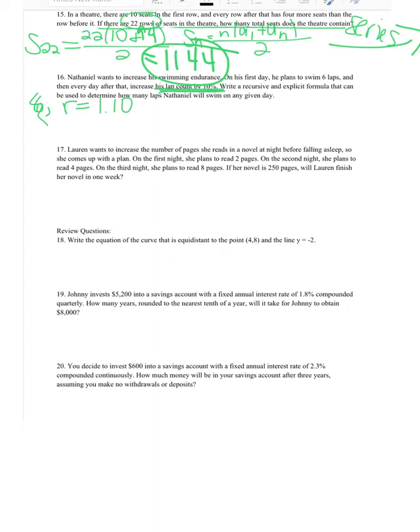So write a recursive and explicit formula that can be used to determine the laps on any given day. On his first day, this is 6 laps. So your recursive formula is going to be a sub n is equal to 1.10 times a sub n minus 1. And then explicit, a sub n is equal to a sub 1, which is 6, times 1.10 raised to the n minus 1. The reason why you have n minus 1 is because this here is a sub 1, not a sub 0. He's doing 6 laps on the first day.